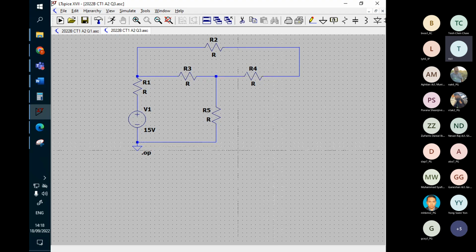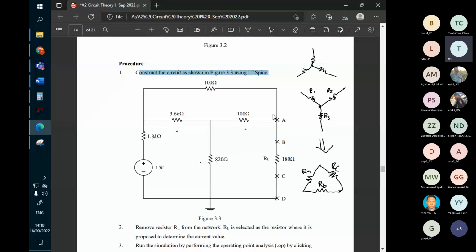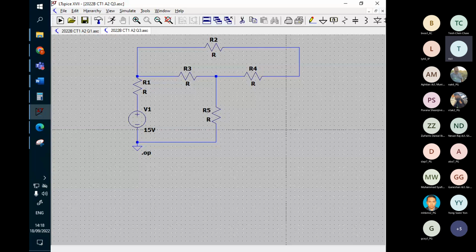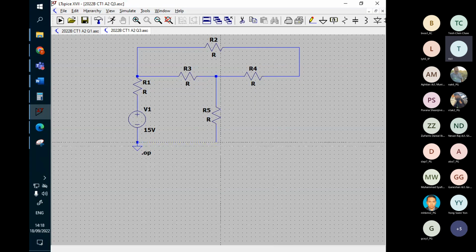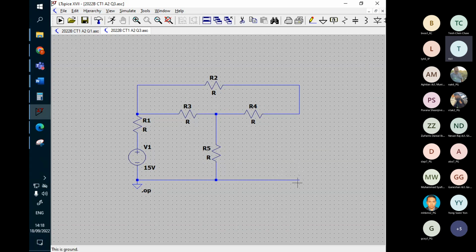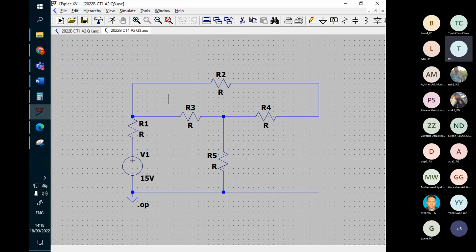Now we have to find the current. Wait, we have to find the current, right? Let me see. Where do we determine the current value? So we need to measure the voltage between A and D. So here's A, here's D. Let me extend this wire out a bit. I don't know if they allow me to do this or not. Extend the wire like this.